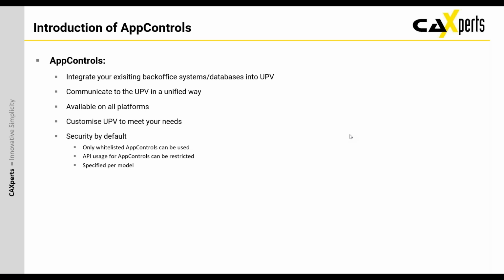It also comes with security by default. So only whitelisted app controls can be used, and the API usage for app controls can be restricted, and that is all done on a per model basis, just to give you the maximum security for your models.